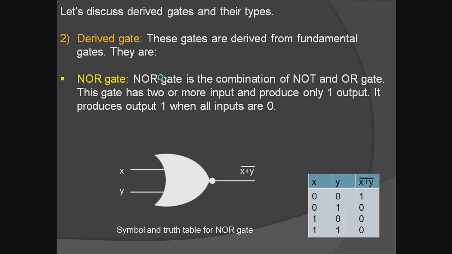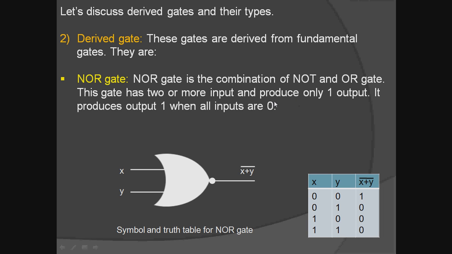Now let's discuss the derived gates and their types. Derived gates are derived from the fundamental gates. The first one is the NOR gate. The NOR gate is actually the combination of the NOT gate and the OR gate. That's why here you have NO, which represents the NOT gate, and then the OR gate. This gate also has two or more inputs and produces only one output.